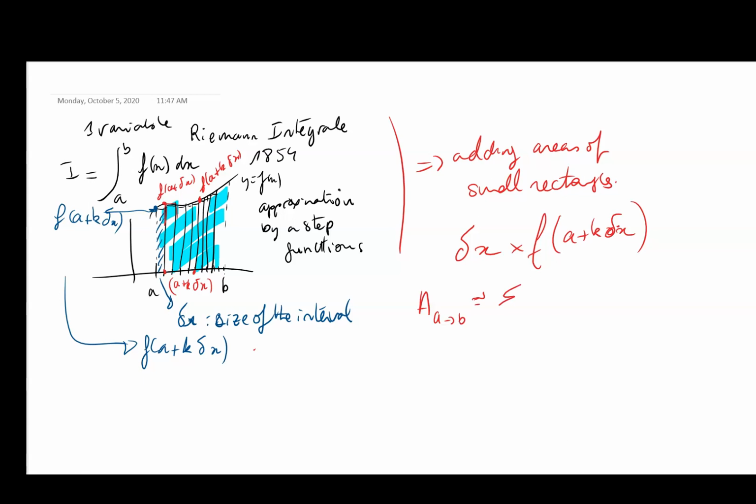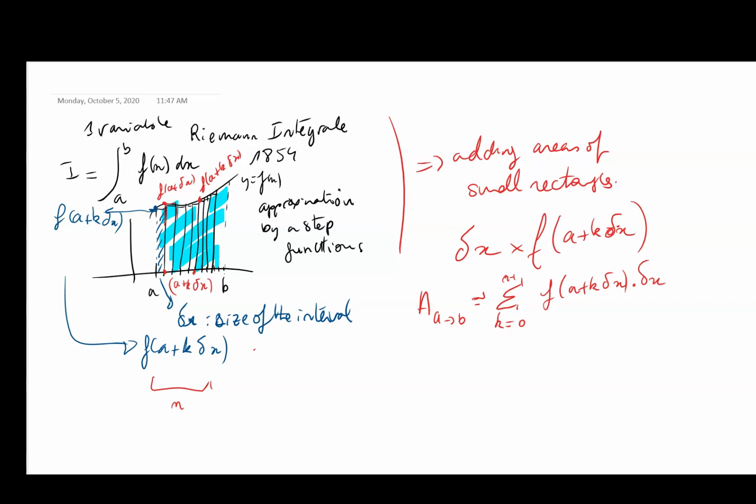Okay, so now if I want to approximate my area between a and b of my function f, I'm going to sum all my small rectangles. So that's going to be the sum for k equal to 0, for f of a up to, well, I don't know, let's say I've got n rectangles. So my last rectangle is going to be n minus 1. So up to n minus 1, f of a plus k delta x times delta x, right? So that's going to be an approximation by summing those areas of small rectangles.